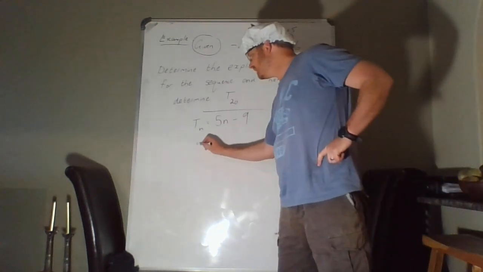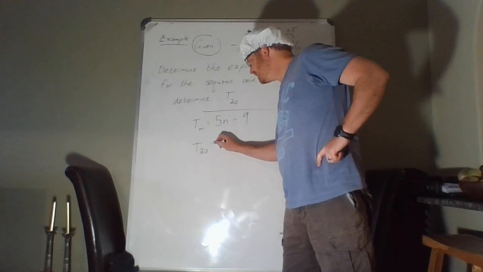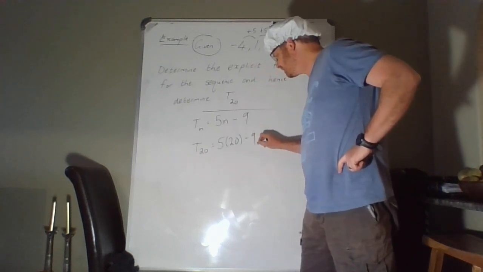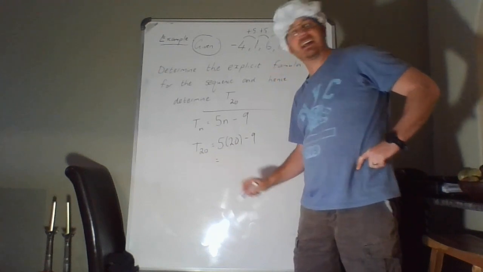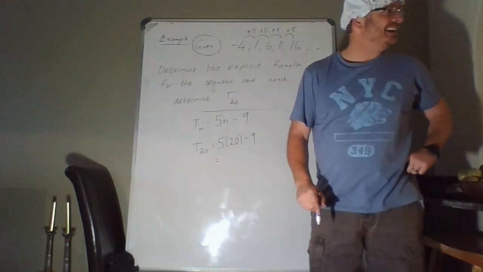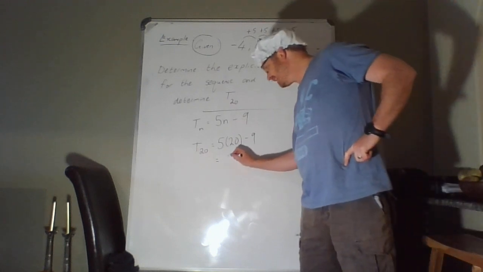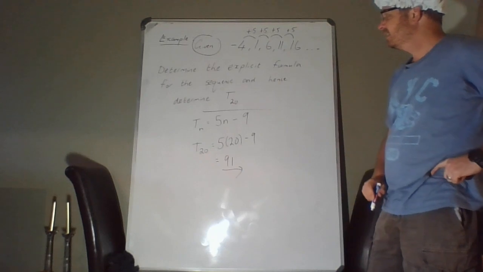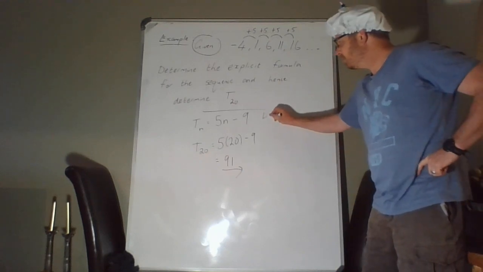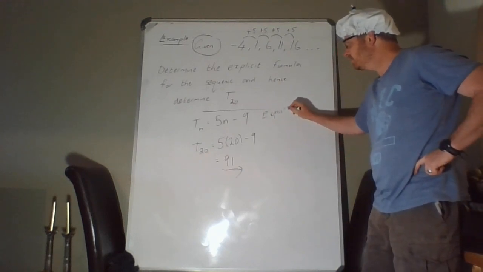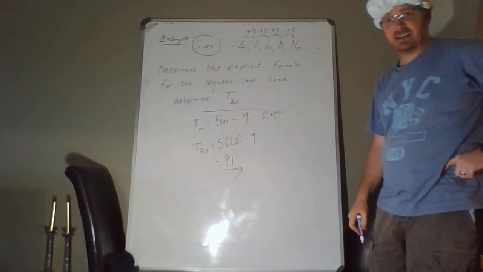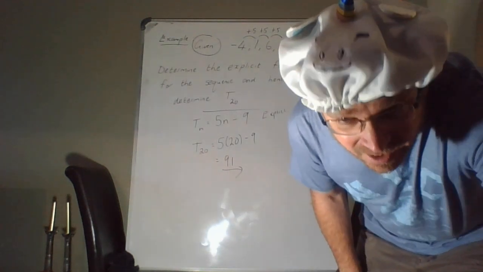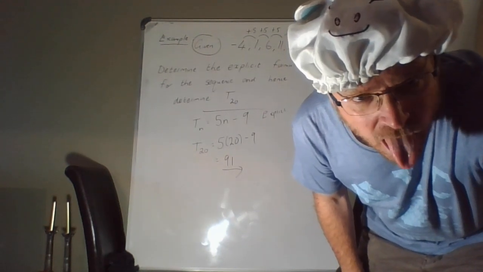And now you want the value of T20. So T20 is simply going to be 5 times 20 minus 9, which is 100 minus 9. And madam, what's 100 minus 9? 100 minus 9 is 3. 100 minus 9 is not 3, it is 91. So that is your explicit formula or your general solution. Okay, Tn is 5n minus 9. It generates the value of the term based on the position in the sequence. Fantastic.